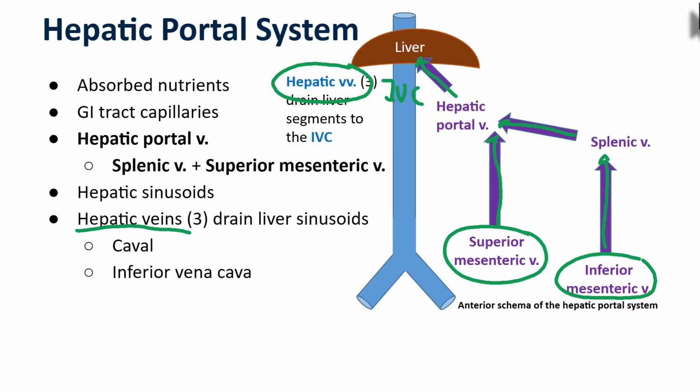So thinking about this relationship mathematically, SMV plus splenic vein equals hepatic portal vein. Everything else is just a tributary into one of those two veins, either splenic or superior mesenteric.